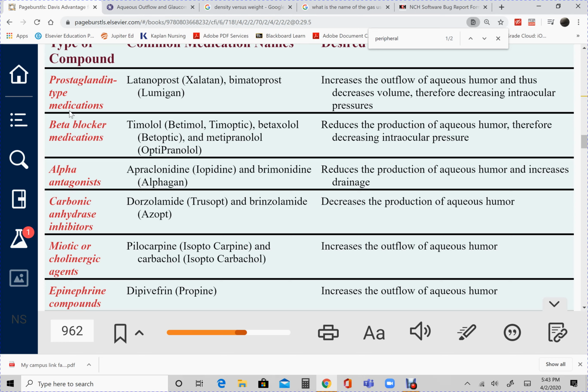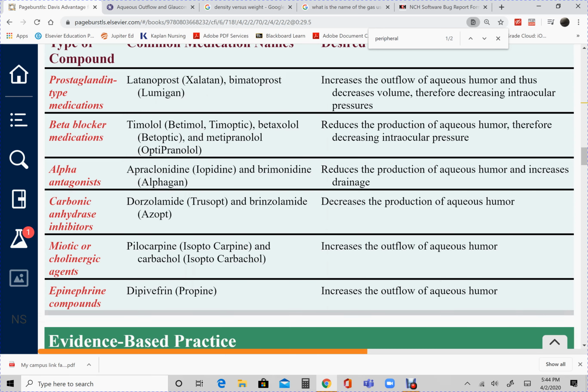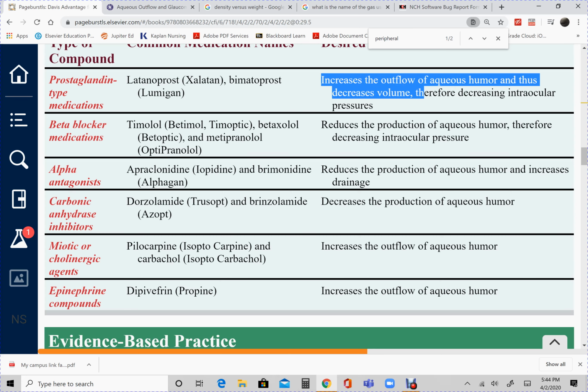Look at prostaglandin medications. Prostaglandin, of course, is a vasodilator, so you already know what this drug does. So how do vasodilator drugs help glaucoma? Because they are smooth muscle dilators, blood vessel dilators, they will dilate the trabecular meshwork, increasing the outflow of aqueous humor.